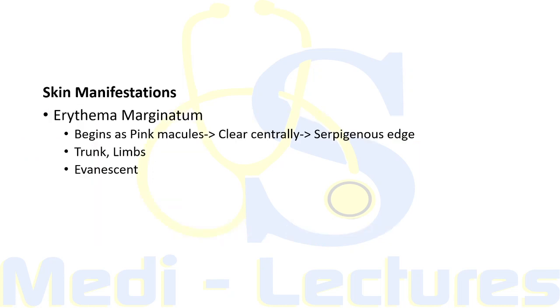Now let's discuss the skin manifestations of rheumatic fever. The classical rash of ARF is known as erythema marginatum. This begins as a pink macule that will clear centrally, leaving a serpiginous spreading edge. It will be seen on trunk and limbs, but never will be seen on the face. It is typically evanescent in nature, that is appearing and disappearing before the examiner's eye.